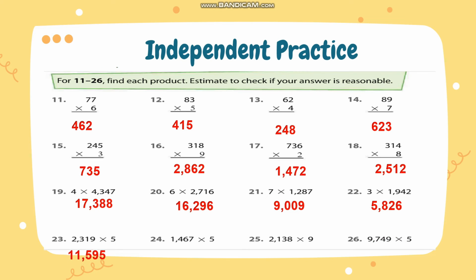Number 22, 5,826. 23, 11,595. 24, 7,335. 25, 19,242. And 26, 48,745.